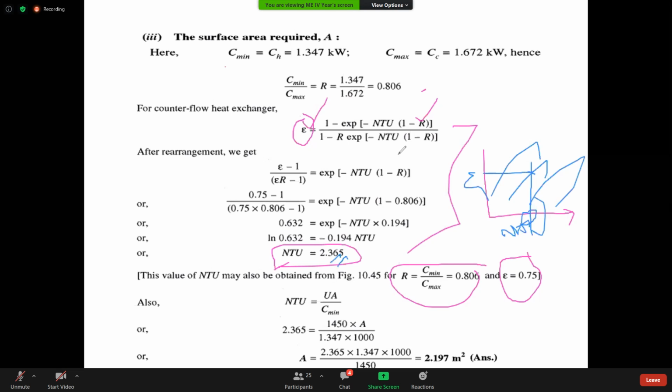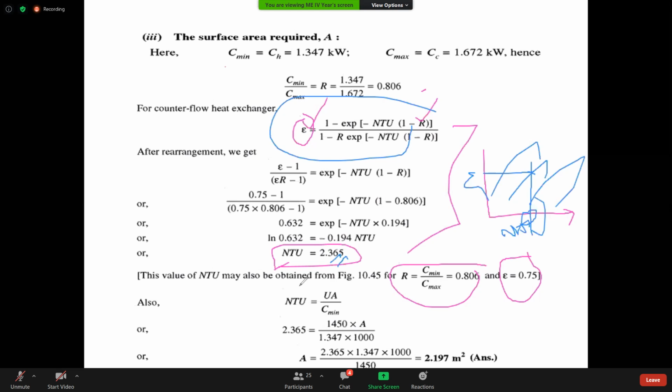You can calculate either by using the equation or by using the chart. Is my voice clear? The students, is my voice clear? Yes, sir. Yeah, thank you. Right, NTU is equal to 2.36.